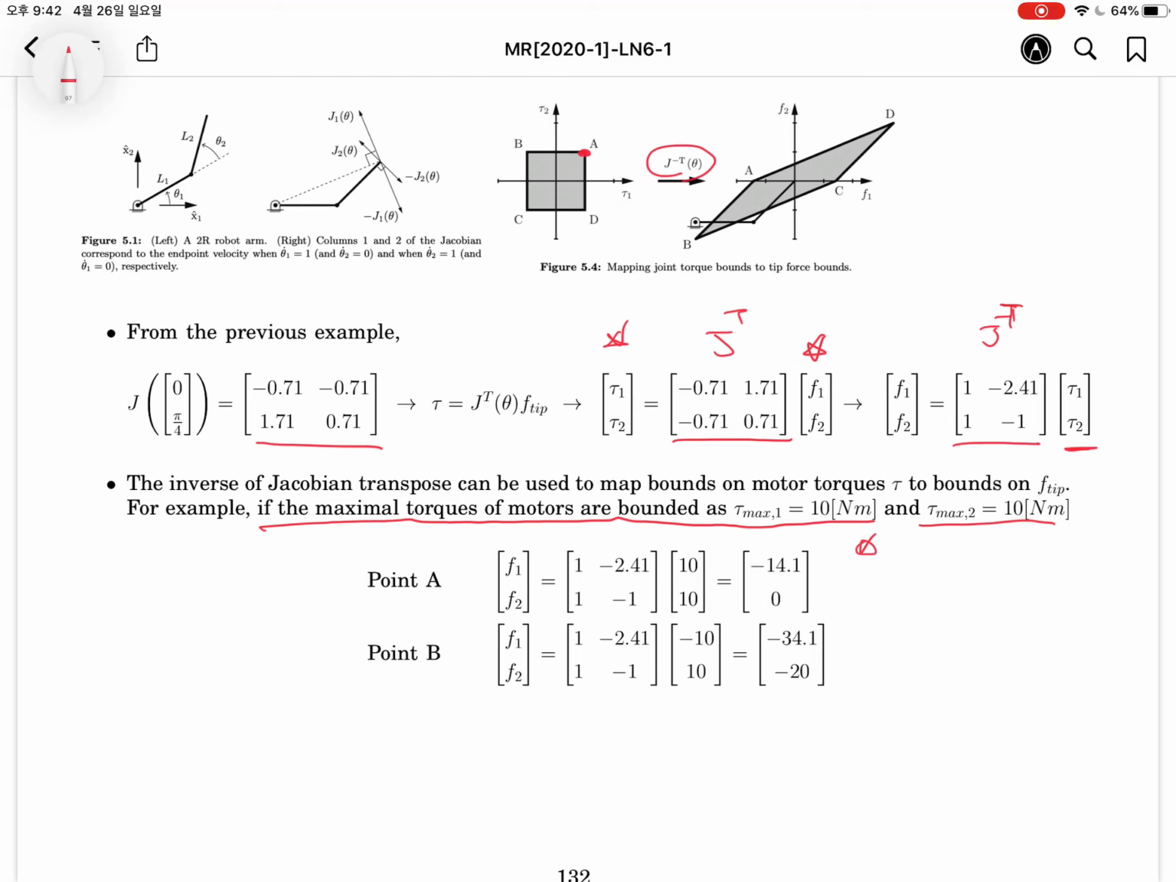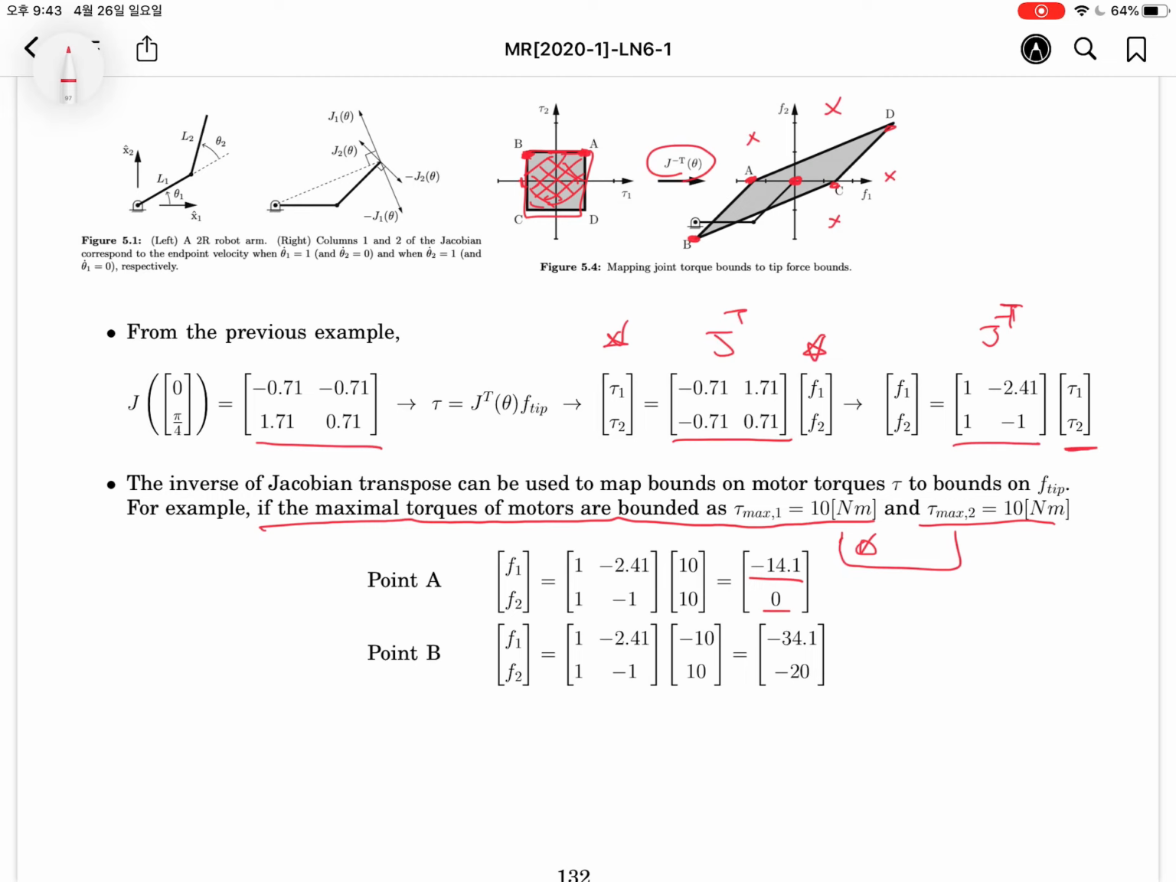And then the Jacobian inverse transpose mapping will have minus 14.1 and 0. So we have this point, A. B point, minus 10 and 10, will have this point. Like this, we have some polygon. This polygon is related to the end effector force region. If you assign a force outside it, we cannot achieve it using this motor. Is it right? Because this region is the performance limitation.